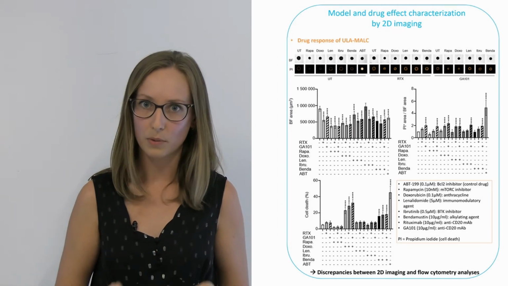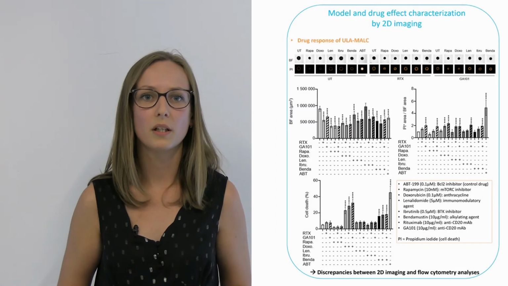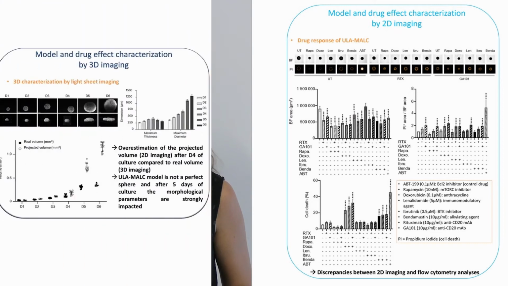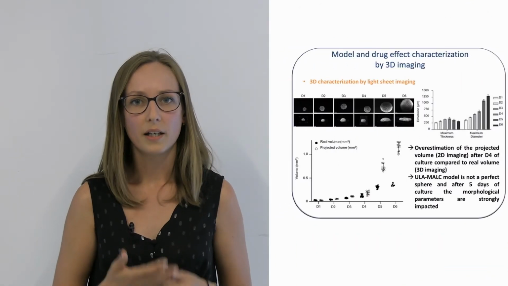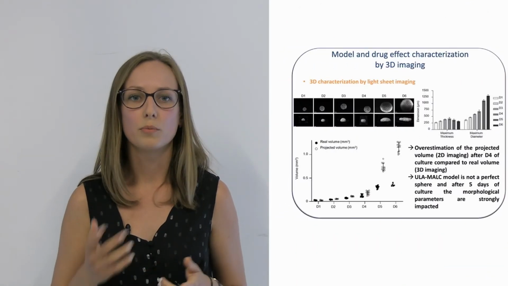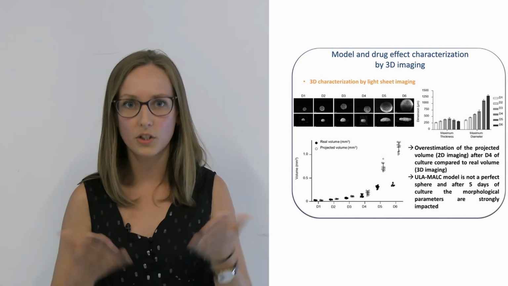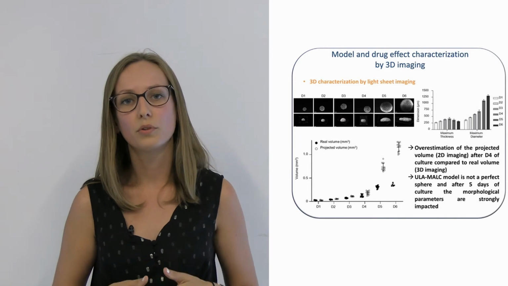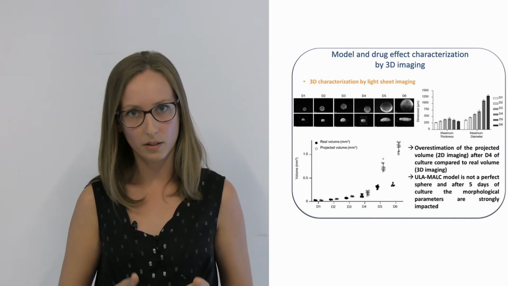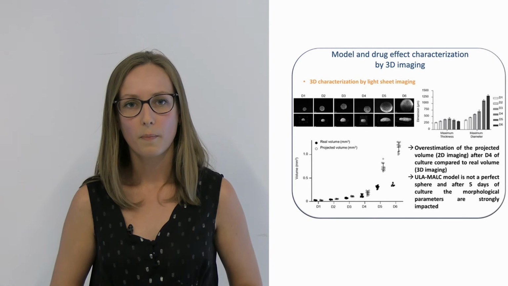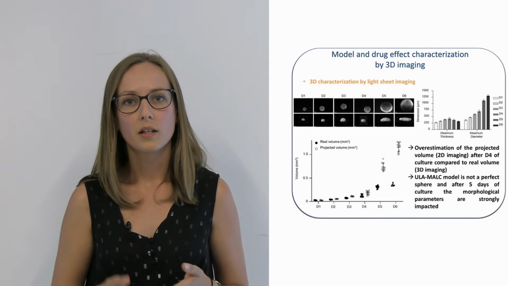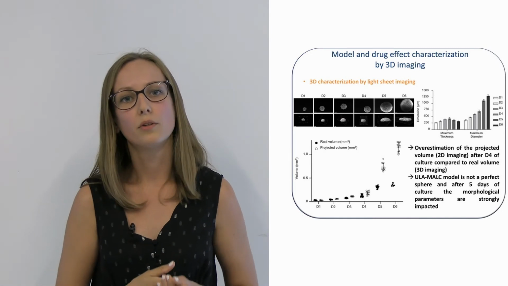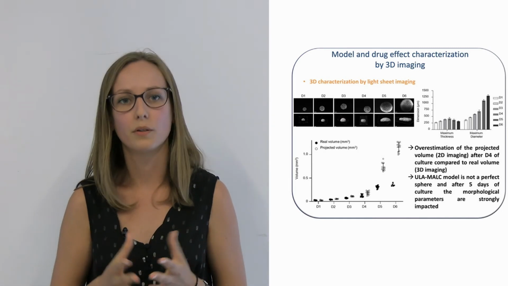These discrepancies between 2D imaging and flow cytometry led us to characterize in depth the ULA-MACL by 3D imaging. To do so, we used a light sheet microscope. In contrast to the observations obtained by 2D imaging, the ULA-MACL did not appear as a perfect sphere and the morphological parameters are strongly impacted during the days of culture. Indeed, in contrast to the thickness, which is quite stable, the diameter increased during the days of culture and the model became flatter and less spherical.